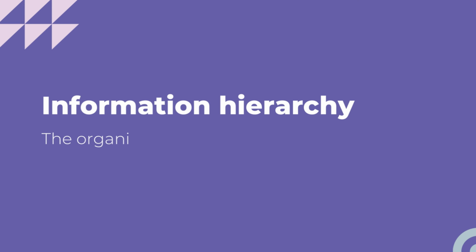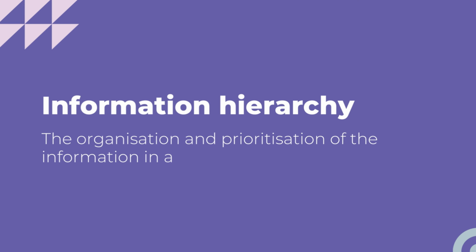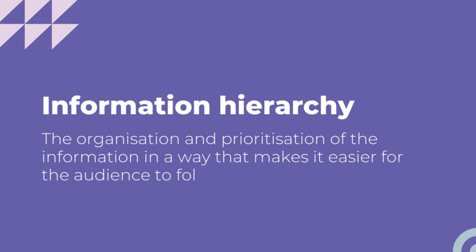Another tip to help make your presentations easier to understand is to think about information hierarchy. That is the organisation and prioritisation of the information in such a way that it makes it easier for the audience to follow what you're saying. The natural reading order in English is from left to right and top to bottom, so try to place more important information, or at least the sort of top level information, at the top of the slide, followed by more details and examples below.